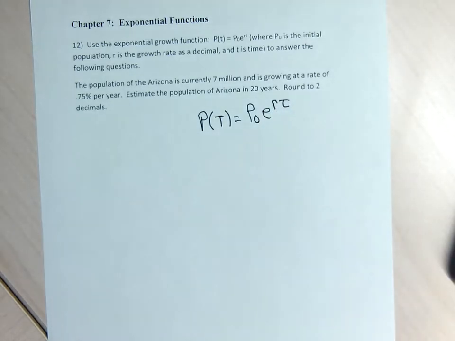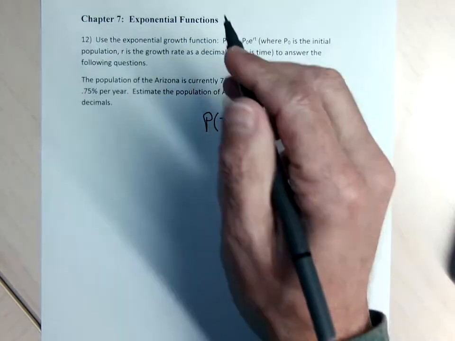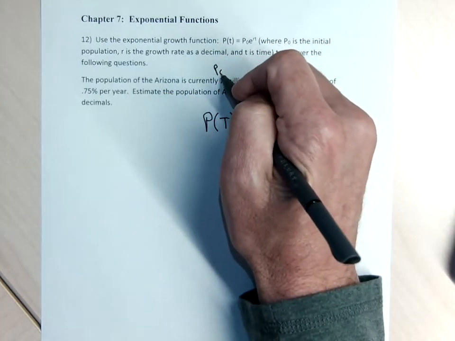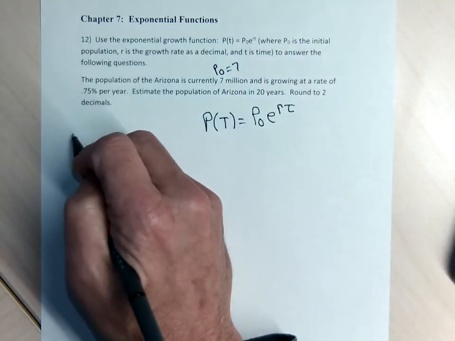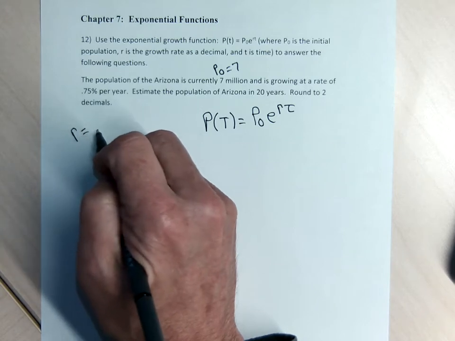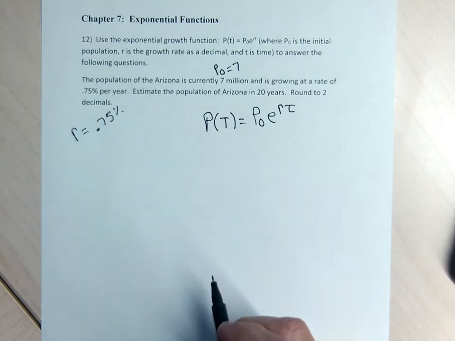So in problem 12, it says the population of Arizona is currently 7 million. That's going to be my P sub 0. It's going to be 7. And it's growing at a rate of 0.75% per year. The percent form of the r is 0.75%.